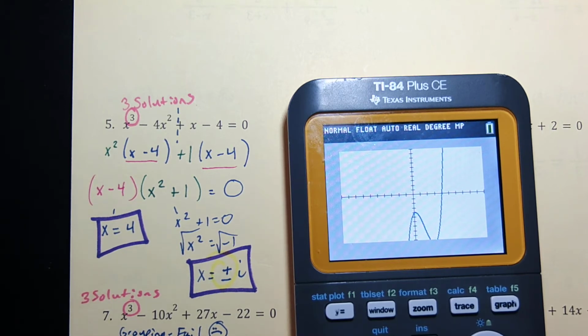Is anybody not seeing that graph? Anybody else not seeing that graph?